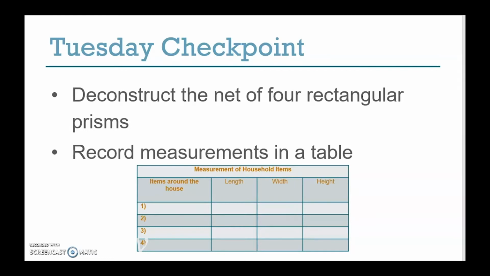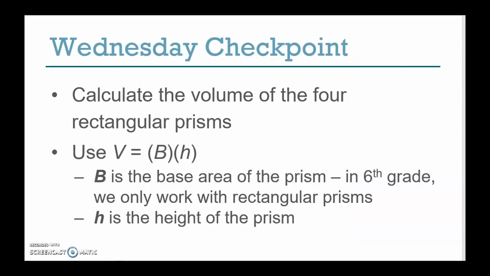That's for Tuesday. For Wednesday, you'll actually calculate the volume of the 4 rectangular prisms. Remember that the volume formula is the base area times the height. And this is where we start getting into some really high-level math vocabulary. We're talking about the base area of a rectangular prism. And remember, my base is a rectangle. So I have to find the area of that rectangle, the base area, and I'll multiply that times the height of my prism.